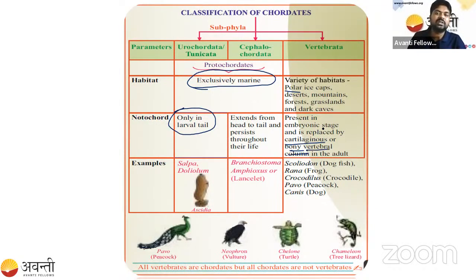That means in Vertebrata the notochord changes into the vertebral column when they develop into the adult.